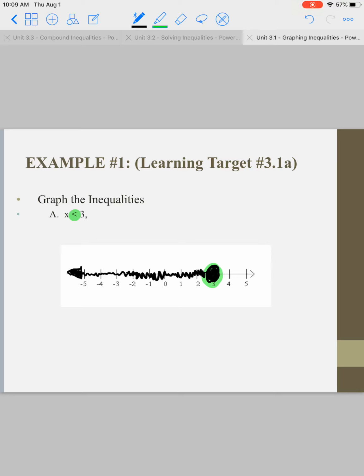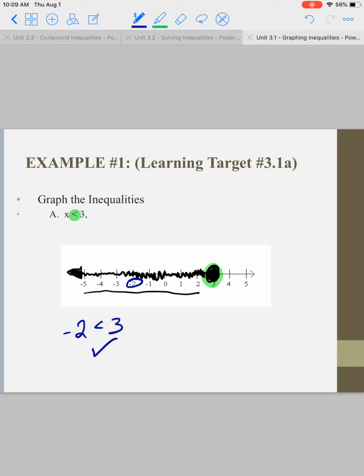And we can check our work. We can pick any solution that has been shaded. I can pick any of these numbers right here. For this instance, we'll take -2. We'll substitute it in for our variable: is -2 less than 3? Well, absolutely. It's a negative number, and we have a positive number. We know negative numbers are less than positive numbers, so -2 is less than 3, and we know we are good to go with that problem right there.